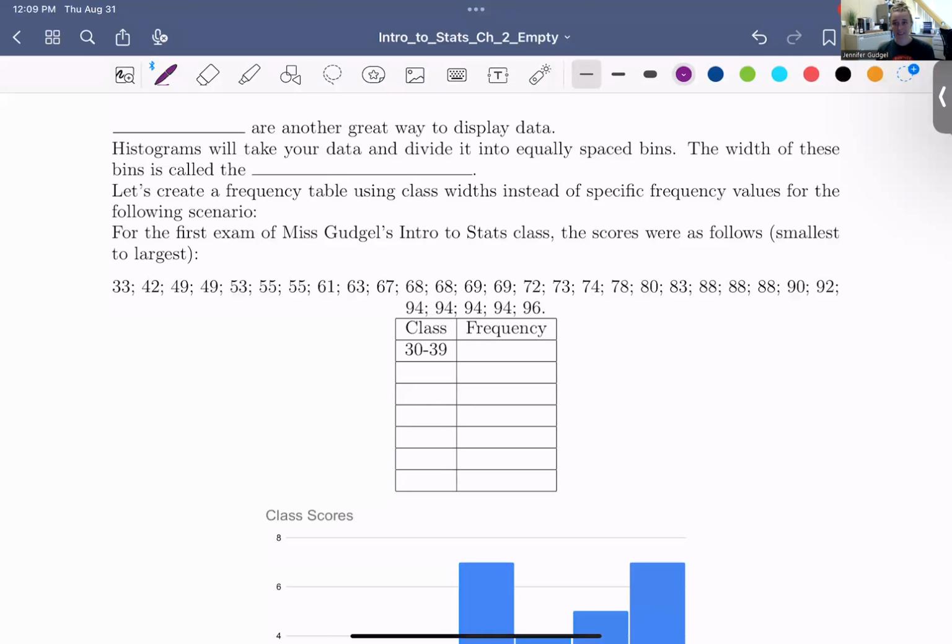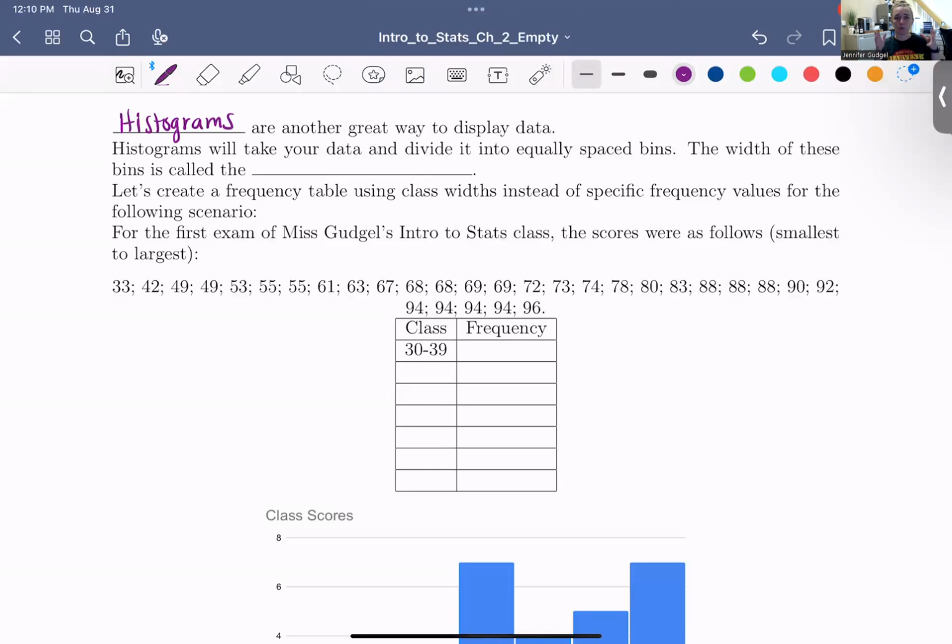So we are now going to discuss histograms. Histograms are another good way to display our data. Histograms are going to take the data, the whole list that we have, and divide it into these equally spaced bins. Some people call them bins, some people call them buckets.